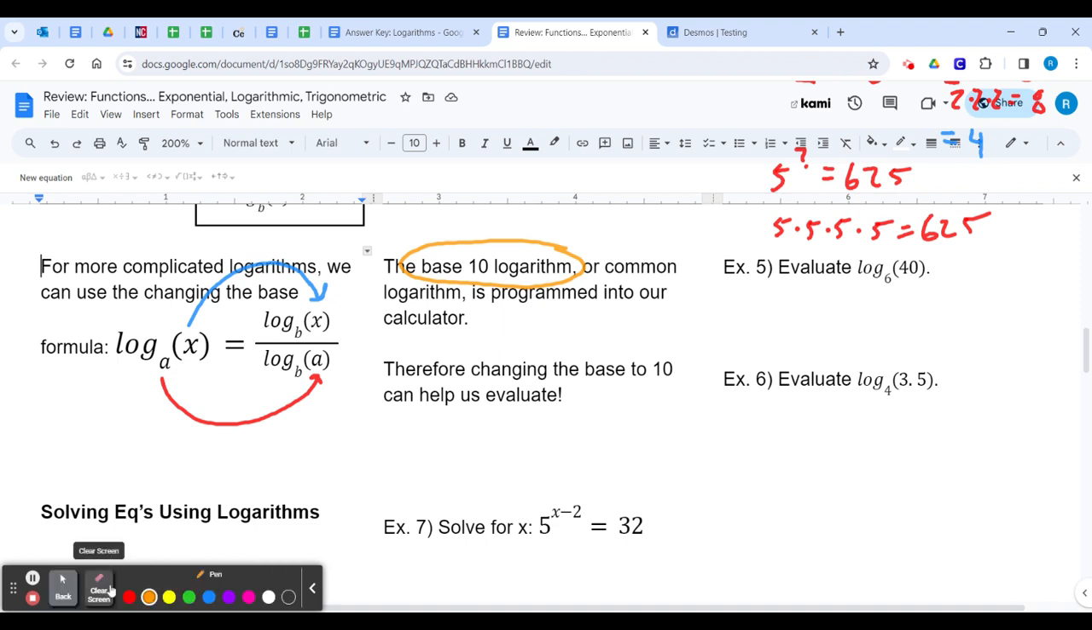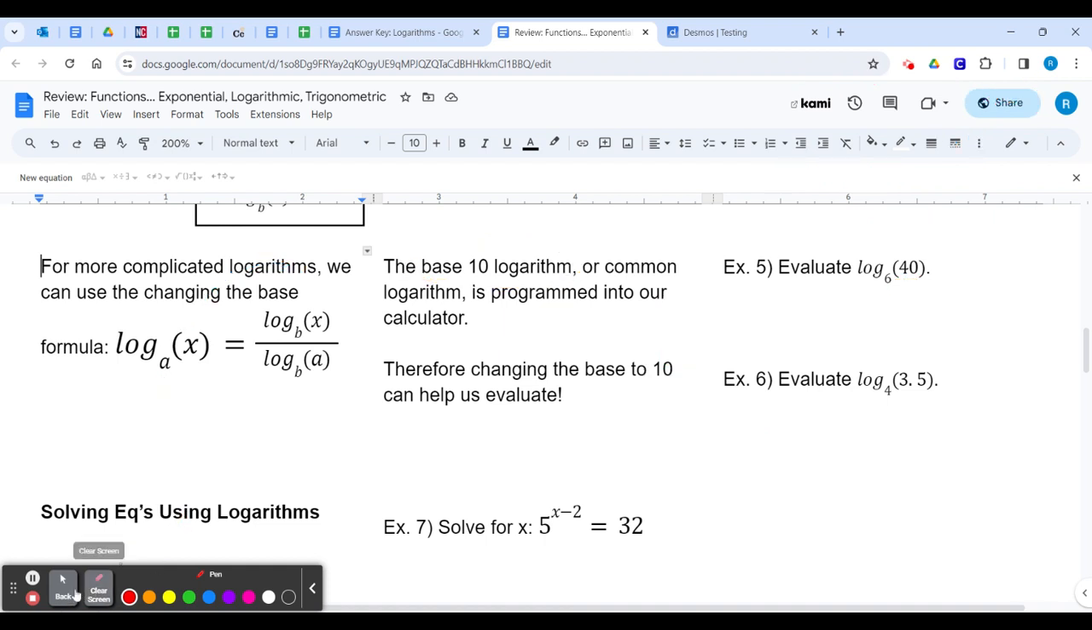So in order to do this with example 5, where we don't have a clean number, right? If I go 6 to the first power, it equals 6. 6 to the second power equals 36. 6 to the third power equals 216. I overshot that 40 that I was looking for.